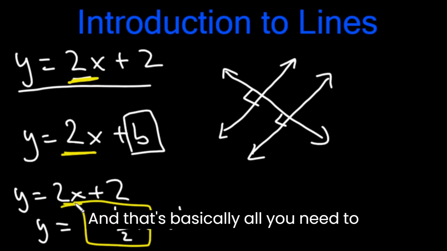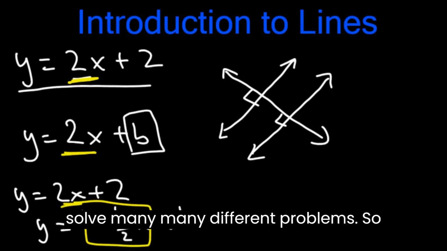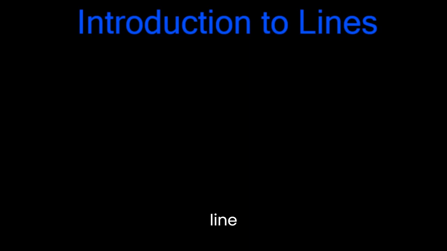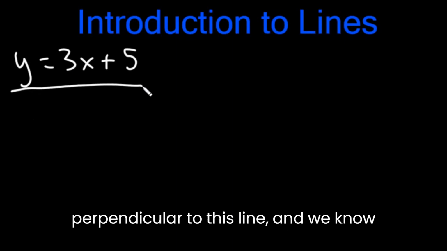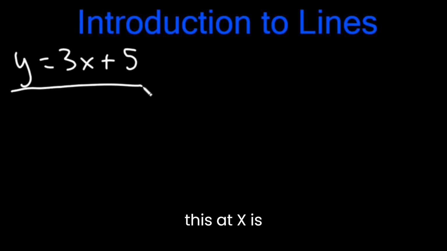And that's basically all you need to know about lines. With this, you can solve many, many different problems. So let's say we have a problem that goes something like this. We have the line y equals 3x plus 5. And we want to find the line perpendicular to this line. And we know that the perpendicular line intersects this at x is equal to 3.